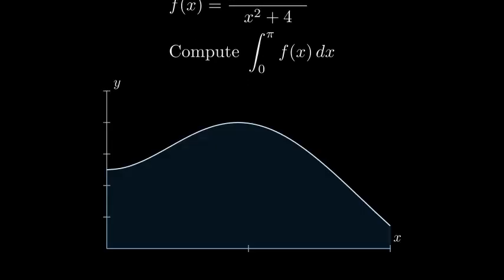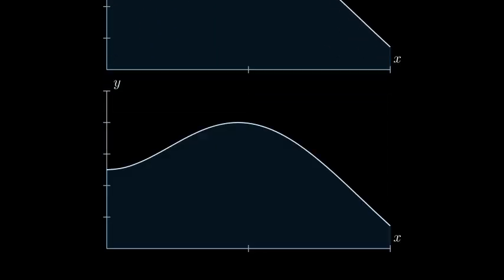First, let us visualize the function on the interval from 0 to pi. Notice the function is positive here, so the area under the curve equals this integral. Let us start with the rectangular midpoint rule.